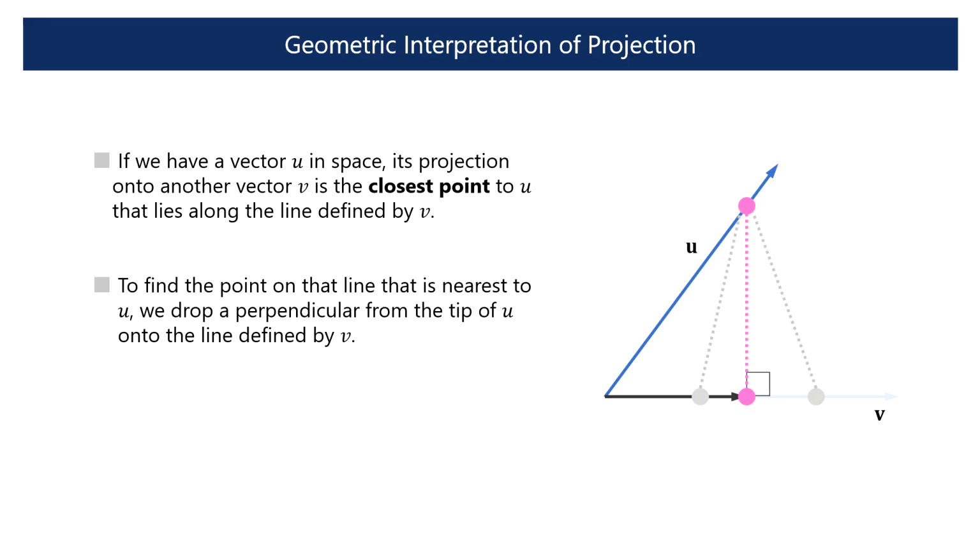If we have a vector u in space, its projection onto another vector v is the closest point to u that lies along the line defined by v. If you think of u as a point in space, it is generally not on the line defined by v. To find a point on that line that is nearest to u, we drop a perpendicular from the tip of u onto the line defined by v. The point where this perpendicular meets the line is the projection of u onto v.